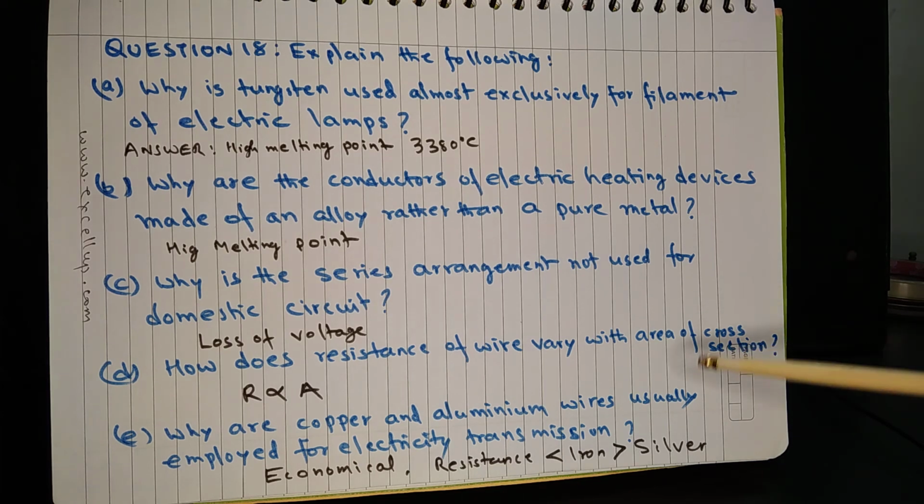Question E, why are copper and aluminium wires usually employed for electricity transmission? The simple answer is that they are economical. The resistivity of aluminium is less than that of iron, and the resistivity of copper and aluminium is more than that of silver. So silver is the best conductor, but since silver is very costly, it cannot be used for making electrical wires, and that is why copper and aluminium are the preferred metals for making electrical wires and for electricity transmission.